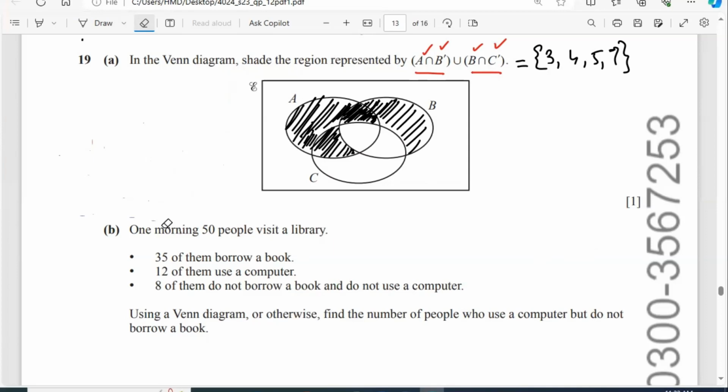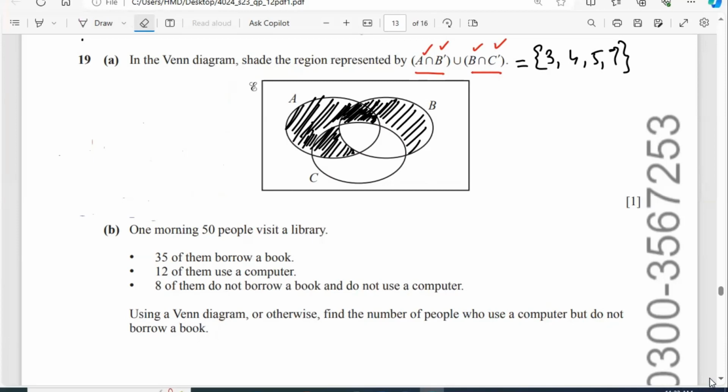Now in part B, one morning, 50 people visit a library, 35 of them borrow a book. Okay, there are two cases, only and not only. It is without only here, only 35. 35 means we have to draw a circle, 35. 12 of them use a computer, 8 of them do not borrow a book and do not use a computer. Use a Venn diagram or otherwise find the number of people who use a computer but don't borrow a book.